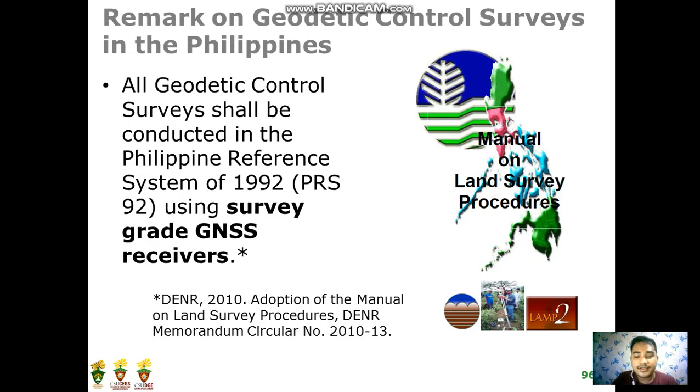And here are some remarks on geodetic control surveys in the Philippines. All geodetic control surveys shall be conducted in the Philippine Reference System of 1992, or PRS 92, using survey grade GNSS receivers. It must be survey grade, and GPS technology is employed for all geodetic control surveys in the Philippines.